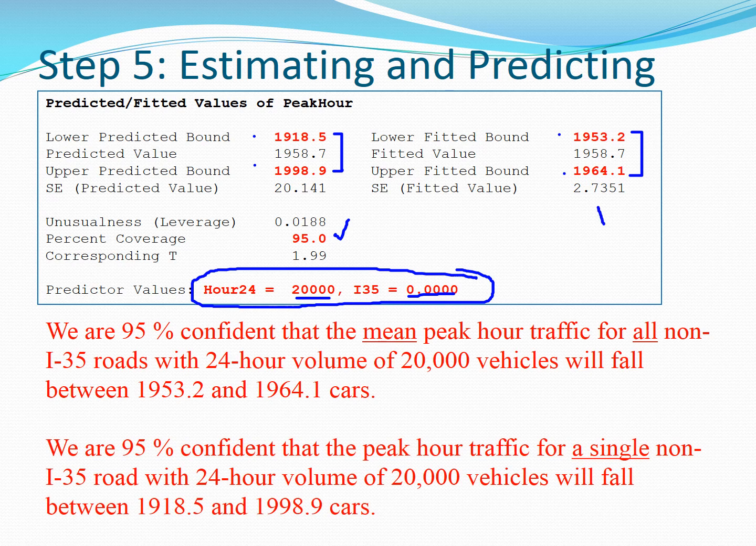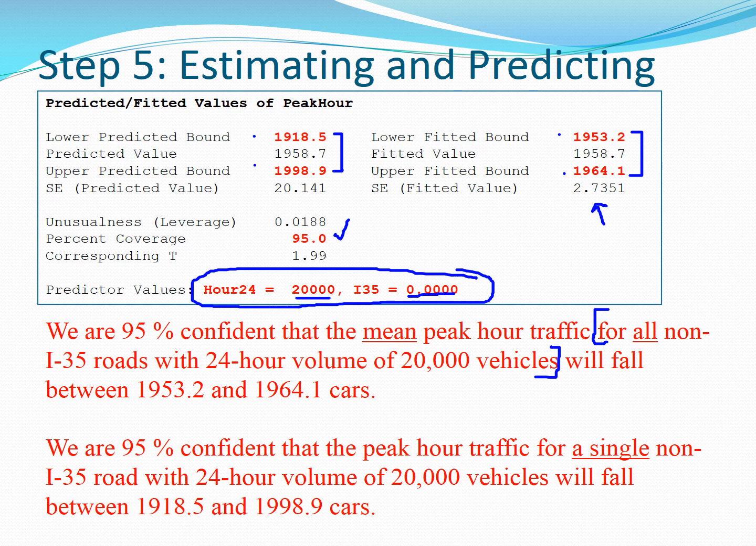First, I'll start on this side, right? We are 95% confident, that part's easy. And look what I'm saying. The mean peak hour traffic for all non-I-35 roads, that's what the 0 represents, non-I-35 roads with a 24-hour volume of 20,000 vehicles. This part here, between here and here, is saying these are the values of X. These are the X's, is probably a better way of saying it.